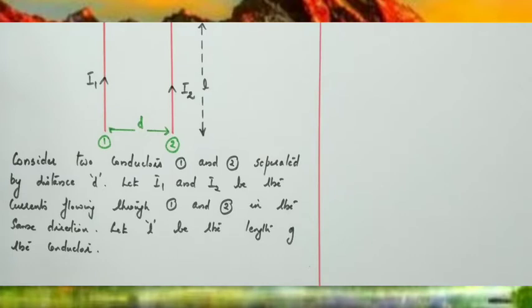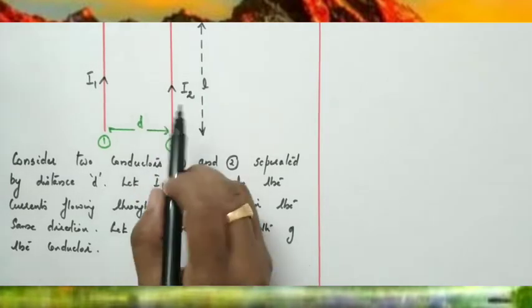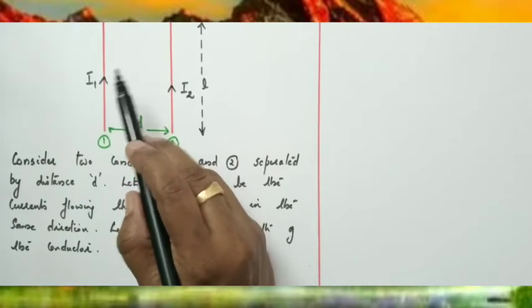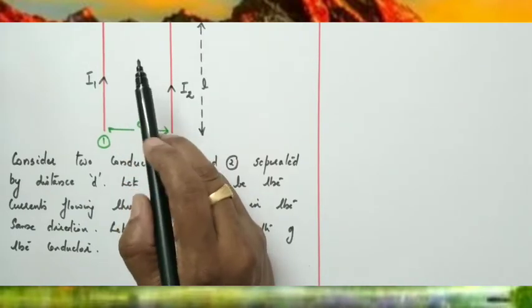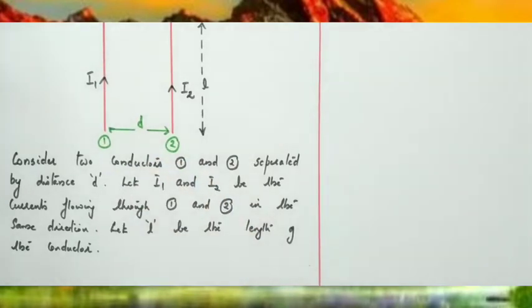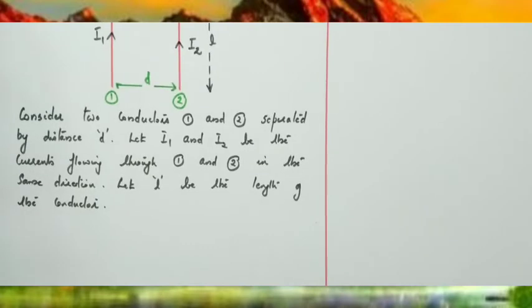Now, what is the magnetic field at this point due to the current I1? We know that around any current carrying conductor there is a magnetic field. So, what is the magnetic field at this point due to this current carrying conductor? We know the magnetic field at a point due to a straight conductor is given by the formula B equal to mu 0 I divided by 2 pi R, from Ampere's circuit law, first application.